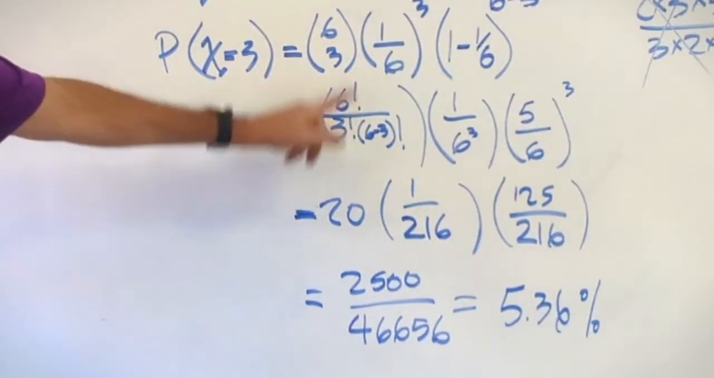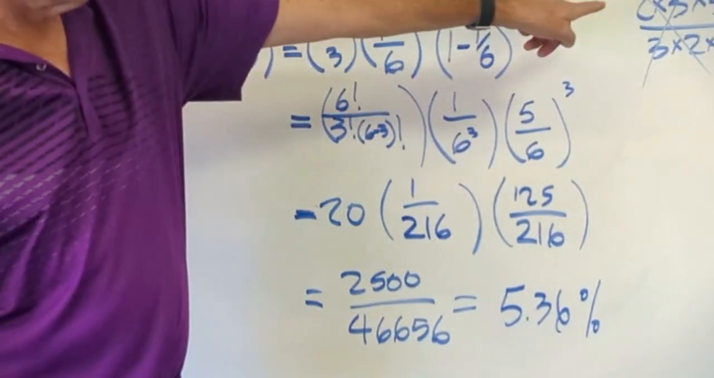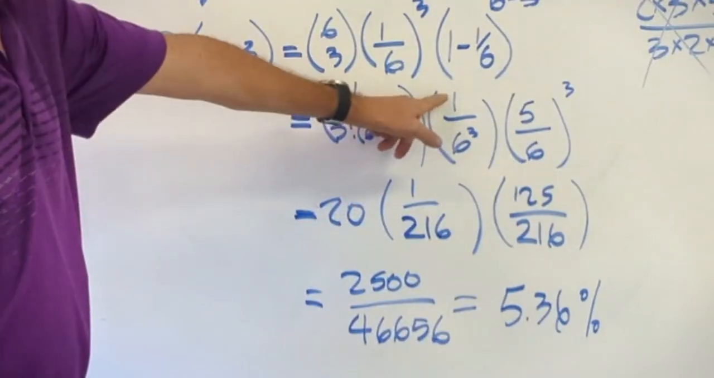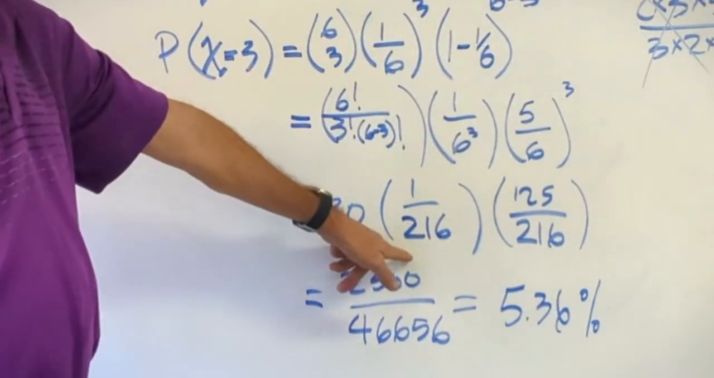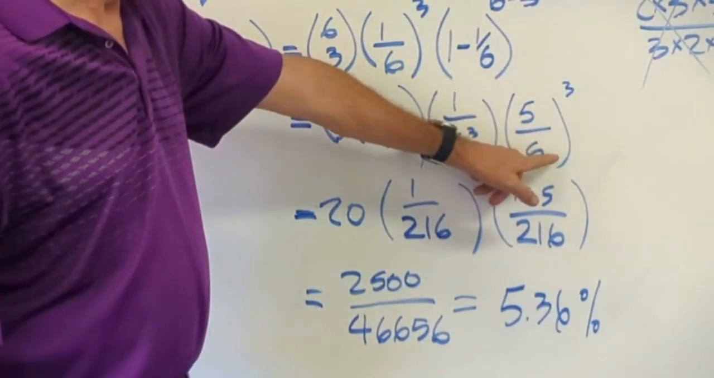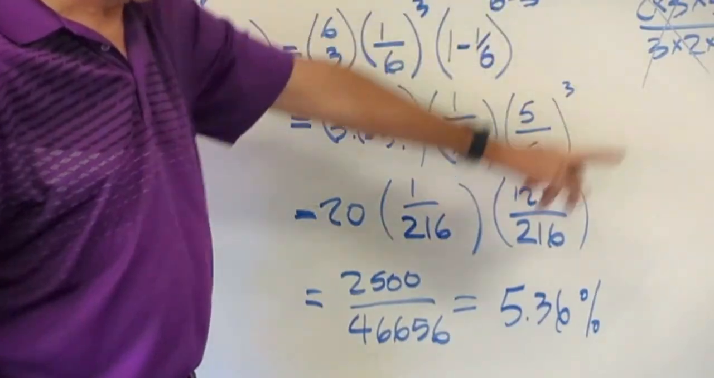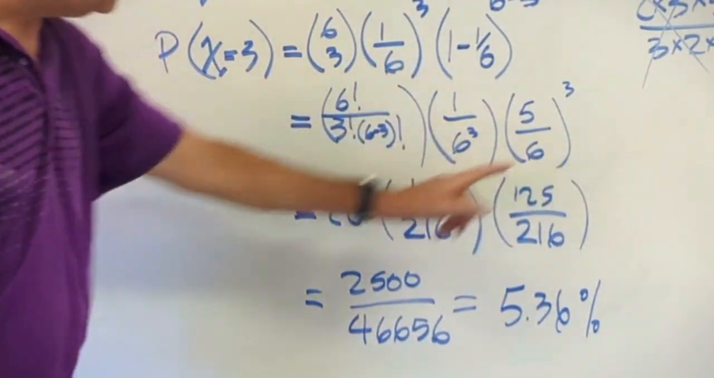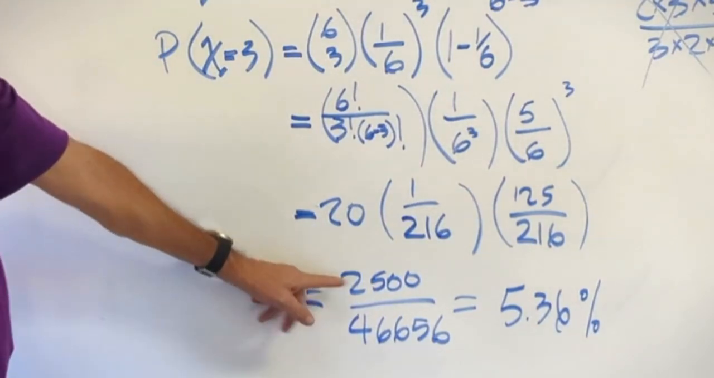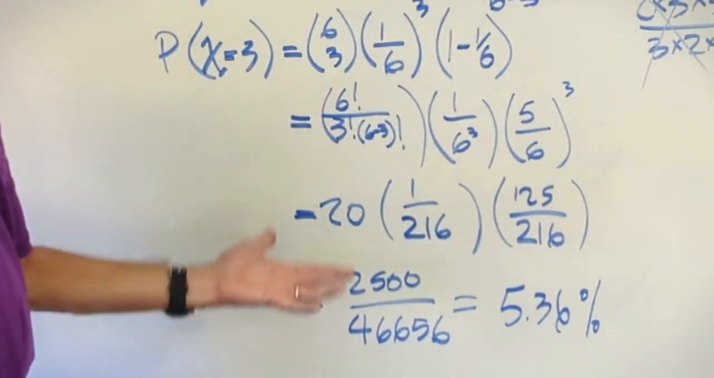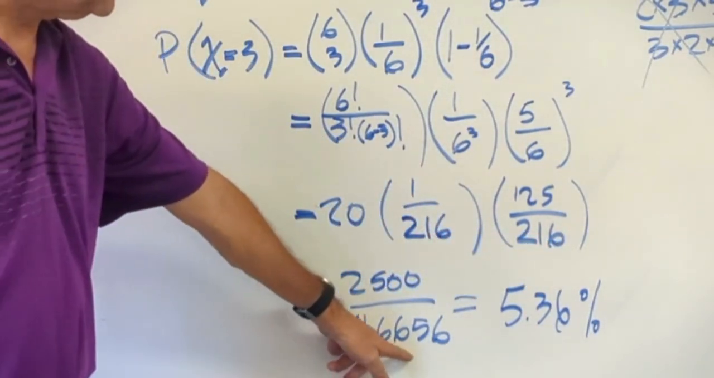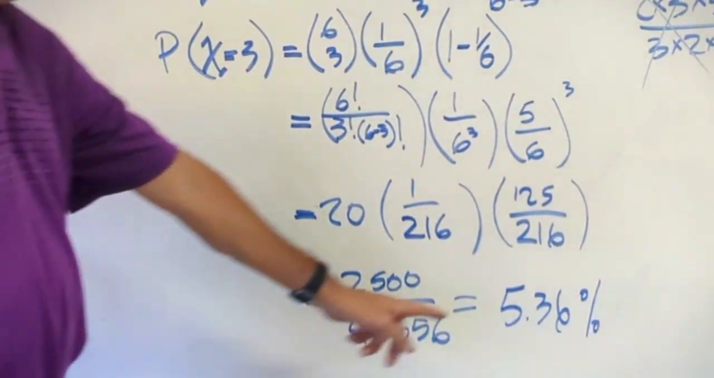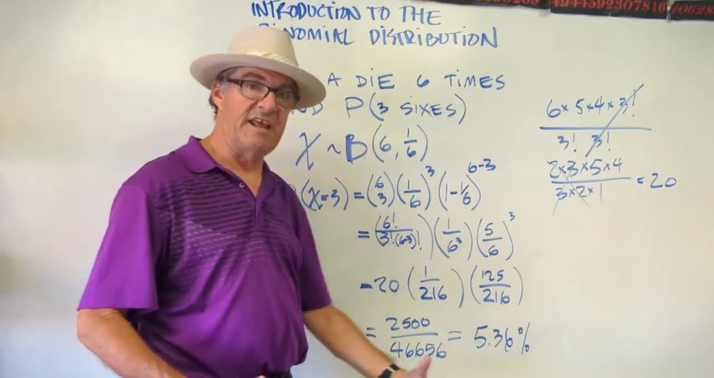Here's my 20 for my combinatorics term for my work over there. Then I've got 1/6 to the third is 1/216. 5/6 all raised to the third power is 125/216. When I multiply through on the tops, I get 2,500. And when I multiply on the bottom, which is just 216 squared, I get 46,656. Do my division, and I get 5.36%.